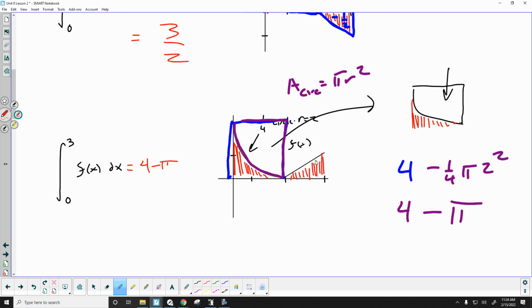But then we also have this area here in red, which is a triangle. Okay? So don't turn it into an equation. Instead, just figure out the area using geometry. We're thinking like a calculator, and then we're using our geometric knowledge.